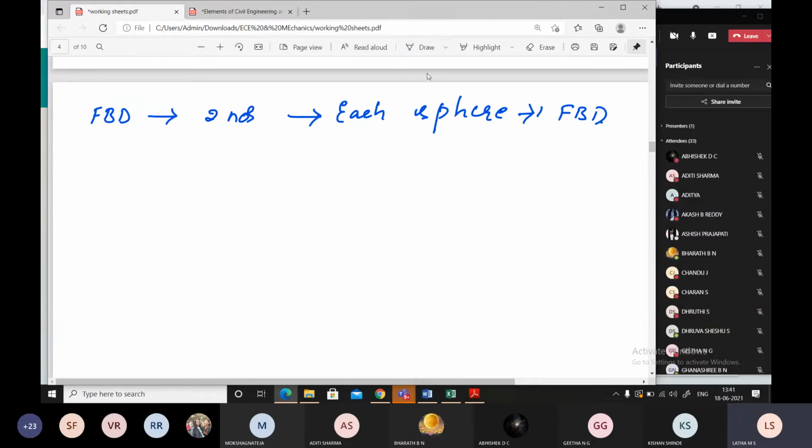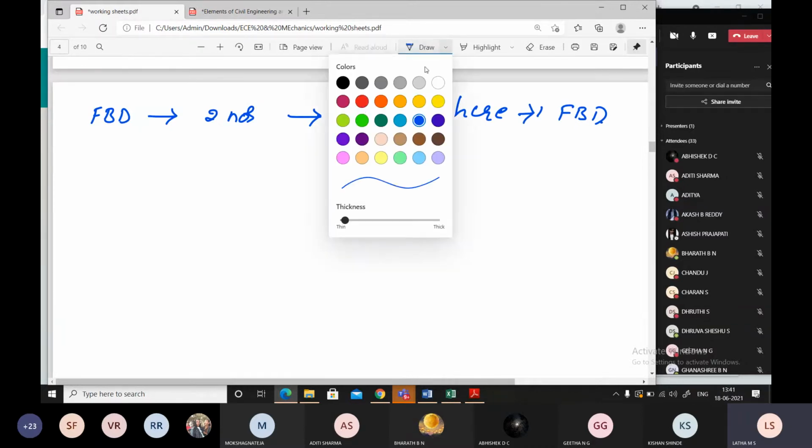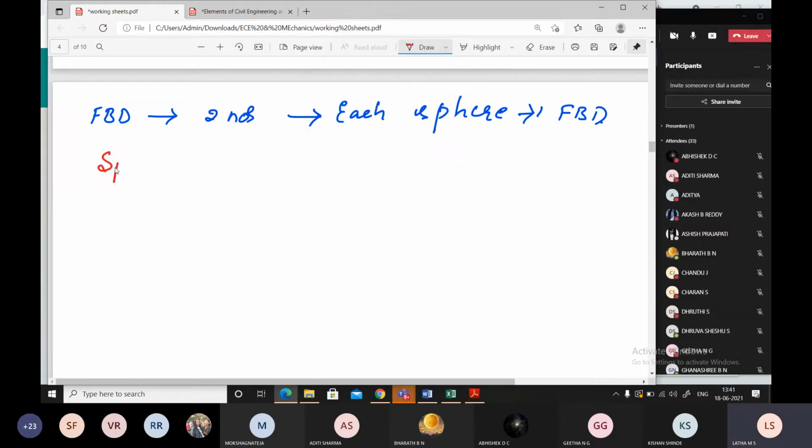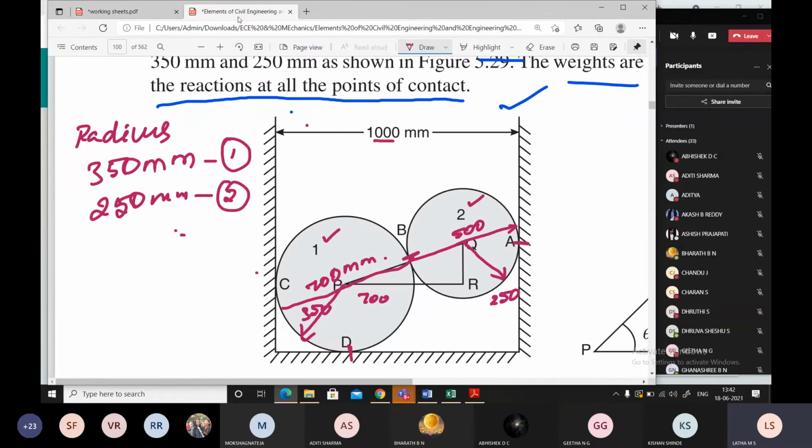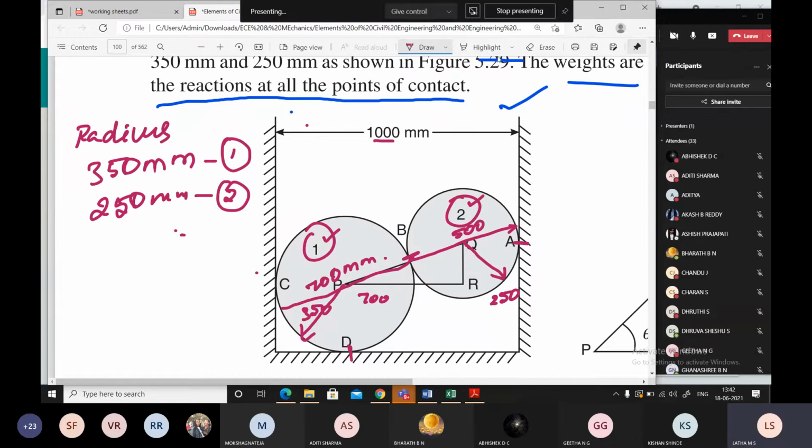Let me start drawing the free body diagram for sphere 1. On this side I'll draw sphere 2. I'll draw a dividing line. Now, sphere 1 is down, students, and sphere 2 is on top. Correct? Yes or no? I'll erase all this.